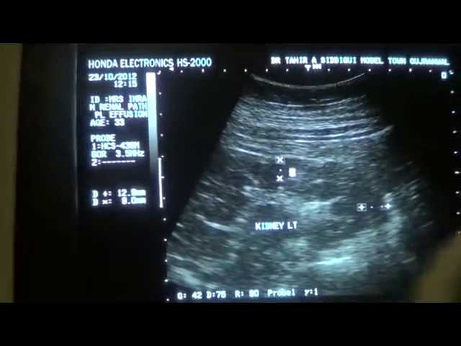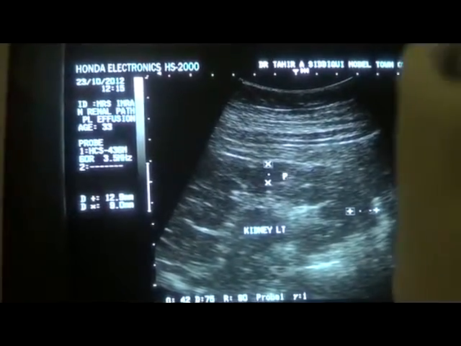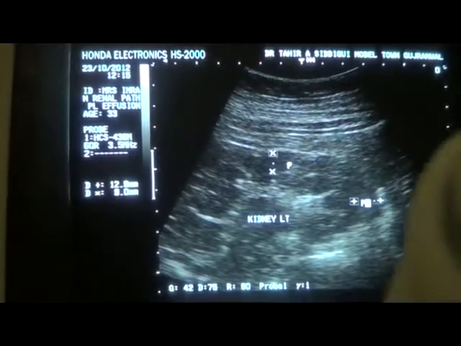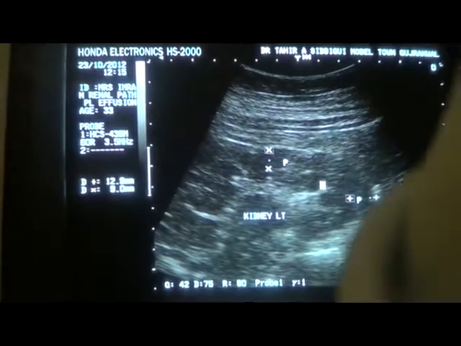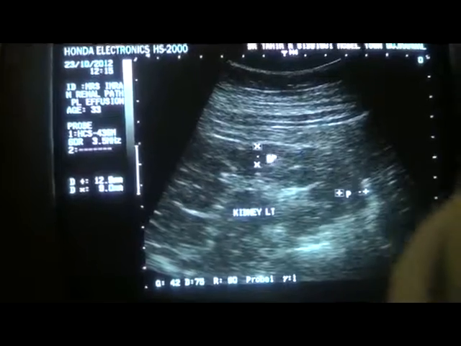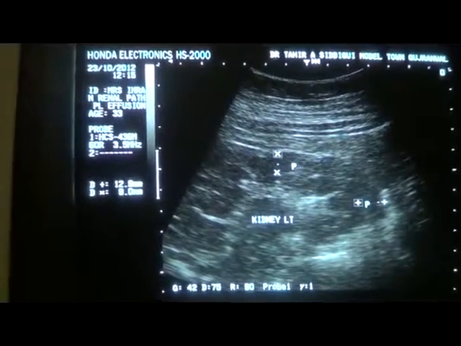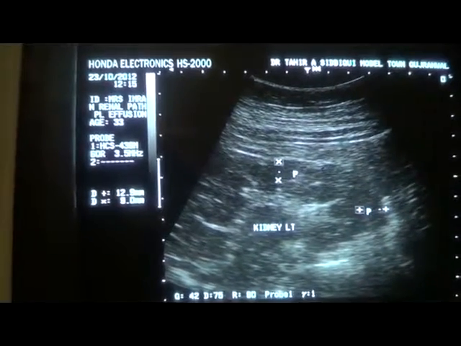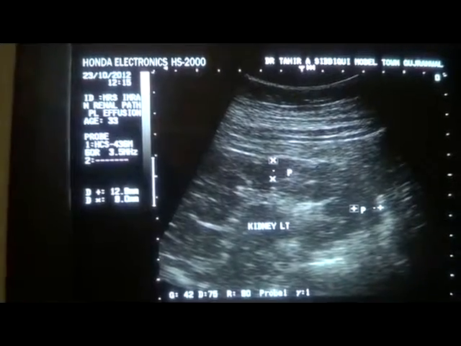This is the right kidney. This is the upper and lower pole parenchyma, normal in thickness. The thickness is reduced at the mid region, the anterior mid region of the kidney.